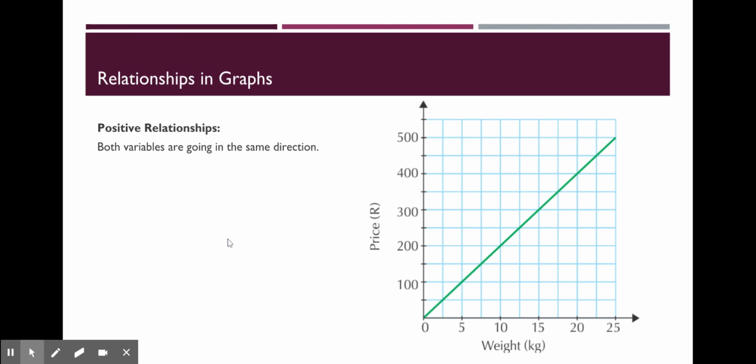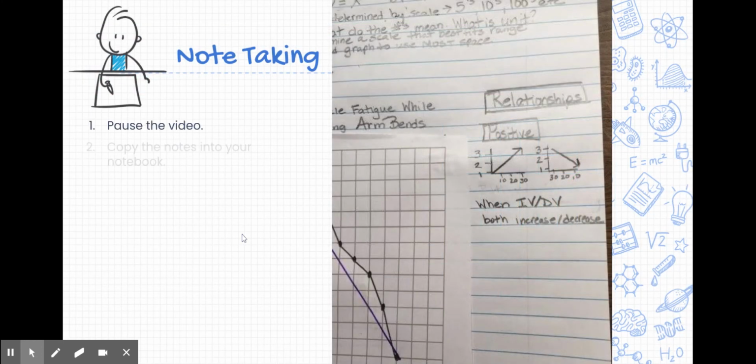So when we look at data in graphs, we're looking for patterns, or what in science we call relationships. So what patterns or relationships can we see in the data? Positive relationships are when both variables are going in the same direction. Notice when I say IV, DV on the notes, it means independent variable and dependent variable.